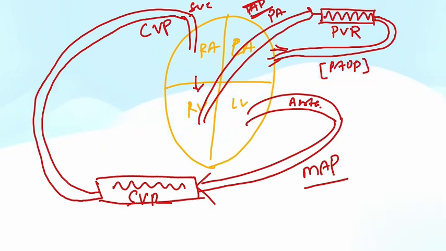Let us quickly understand again. When we are discussing pulmonary vascular resistance, the driving pressure is the difference between mean PA pressure and pulmonary arterial occlusion pressure, and the resistance is PVR. When we are discussing systemic vascular resistance, the driving pressure is the difference between mean arterial pressure and central venous pressure, right?